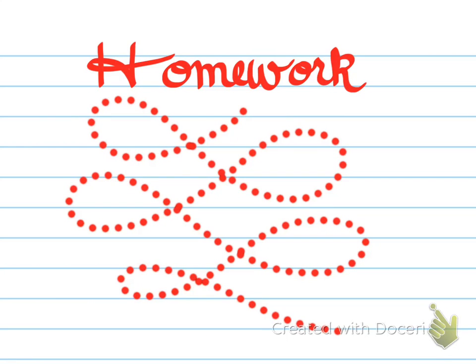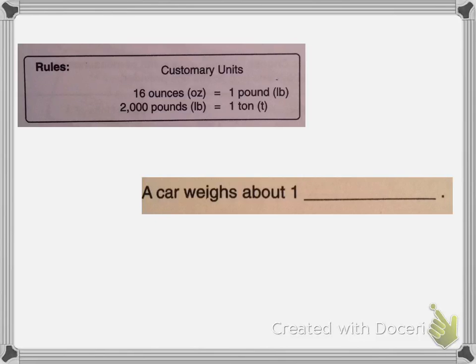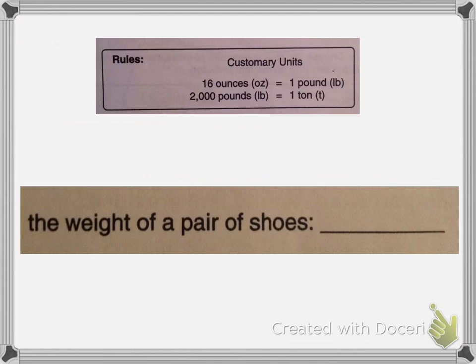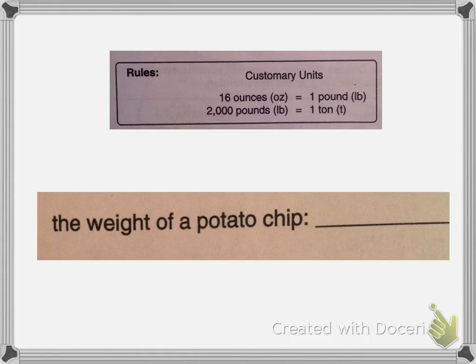And here's the part of the homework that you need to actually bring into class tomorrow. It's not very many problems at all. A car weighs about 1 what? Ounces, pounds, or tons? Your next homework problem. The weight of a pair of shoes. Would you measure that in ounces, pounds, or tons? Now you're thinking your pair of shoes, not my pair of shoes. And then what would you use to measure the weight of a potato chip? Ounces, pounds, or tons?